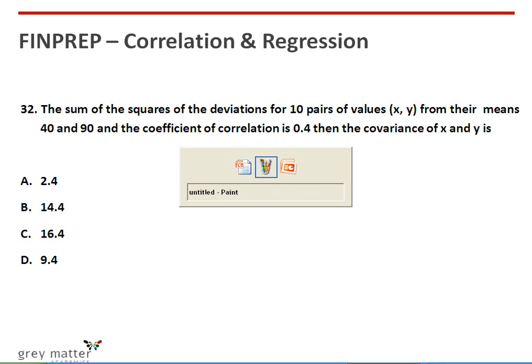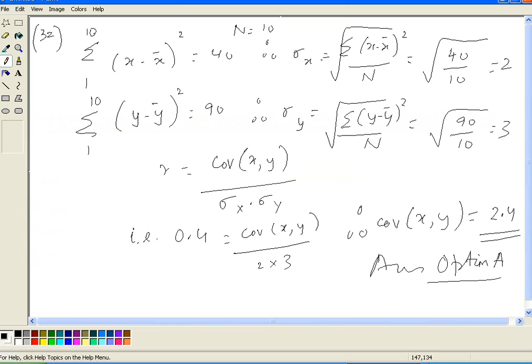Going back to our work area, now summation from 1 to 10 of (x minus x bar), that is the mean, whole squared, is given to be 40. That's what is mentioned. The number of observations is 10. So the standard deviation sigma x will be given by square root of summation (x minus x bar) whole squared by n, which works out to be square root of 40 by 10, equal to 2.